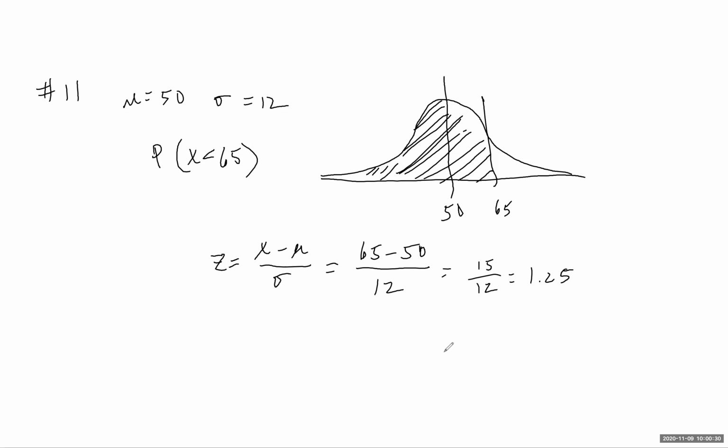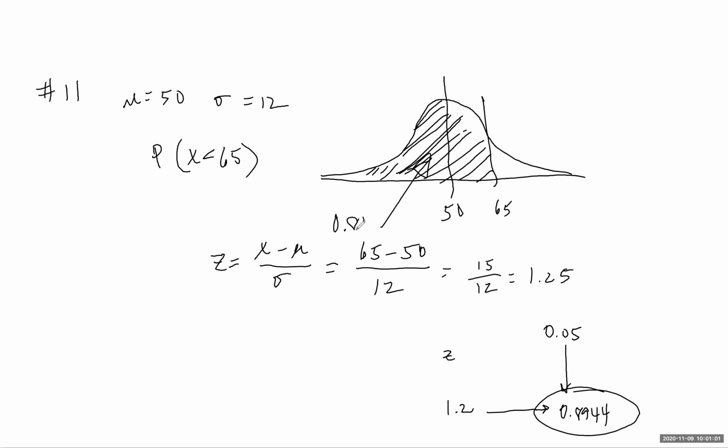I'm looking that up on the positive side of my chart here. Remember, you go down the z column till you find 1.2, and then you come over to the 0.05 column, find the intersection of those two. I get 0.8944. So the probability that x is less than 65 is 0.8944. And we don't have to do anything additional to this because that is the area that we're looking for. And that is the area that the chart gives us, the area to the left.